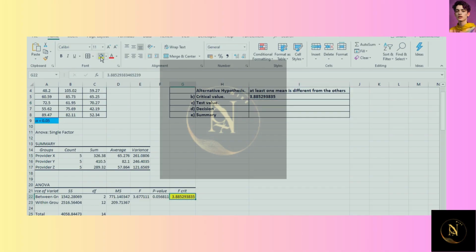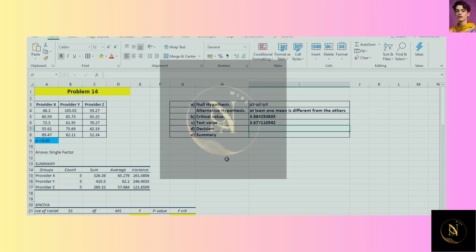Next, we are going to be looking at the test value. So the test value is the calculated value of F, which is obtained from dividing the mean square for the factor, which is 771, by the mean square for error, which is 209. So the F is 3.67. So that's the calculated value of F.